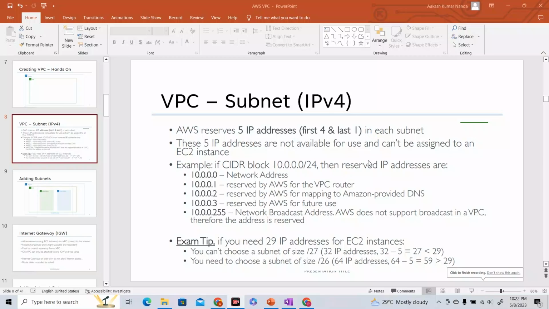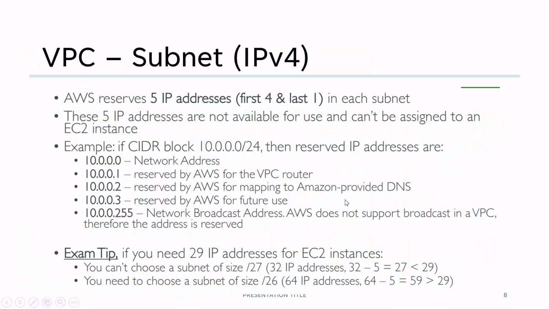Alright guys, we just created our VPC, and we're now going to talk about subnets. First of all, you need to keep in mind that AWS reserves 5 IP addresses, which are the first 4 and the last one in each subnet. These 5 IP addresses are not available for use and can't be assigned to an EC2 instance. For example, if a CIDR block is 10.0.0.0/24, it means that there will be 256 IP addresses. 2 power 8 is 256.